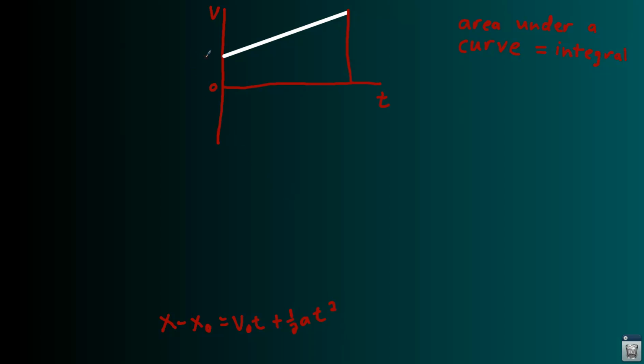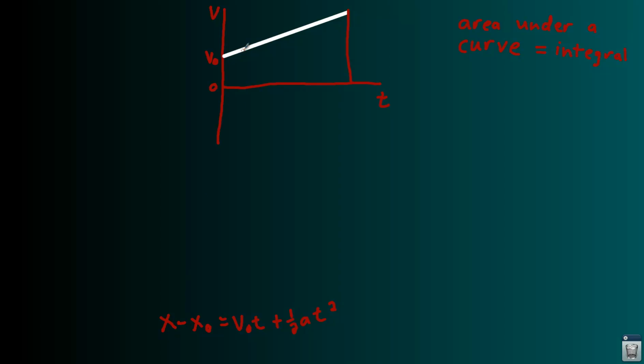Let's label some things up here. This is our initial velocity at t equals 0. I'm going to call that v0, this value here, and that's going to correspond to this right here. I mentioned the area under the curve tells you your displacement. That's this piece right here.